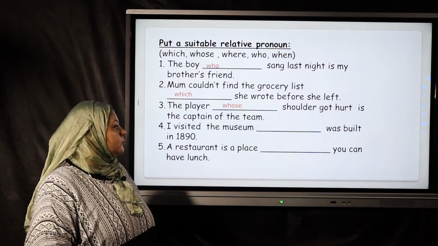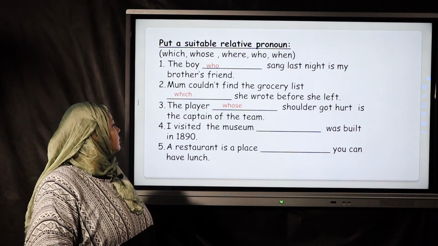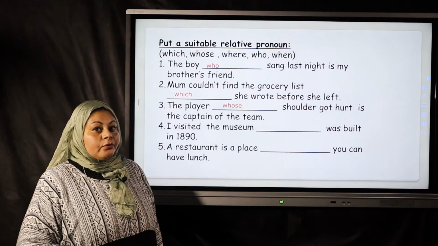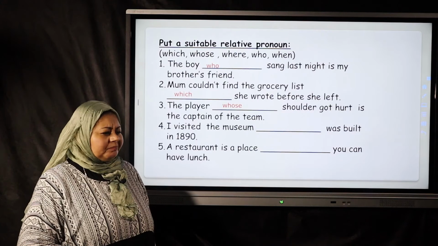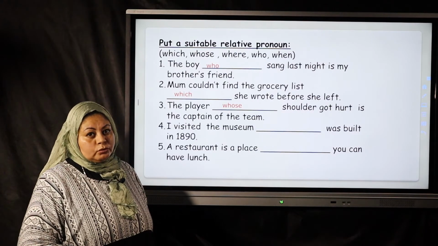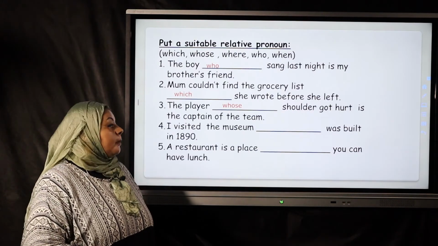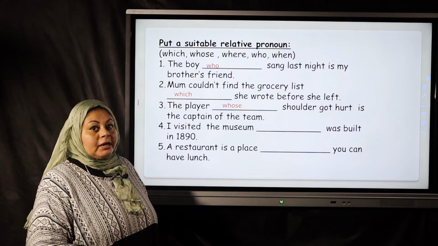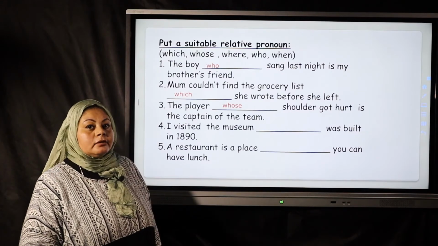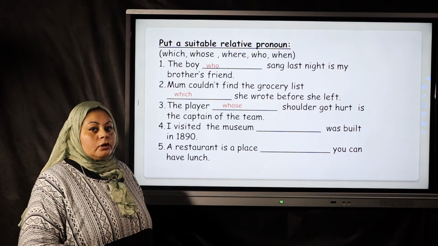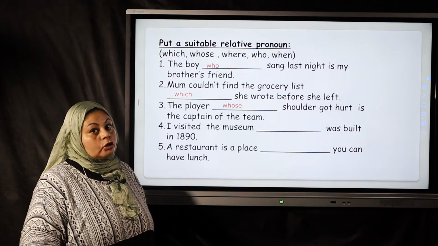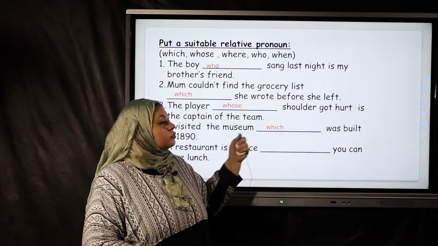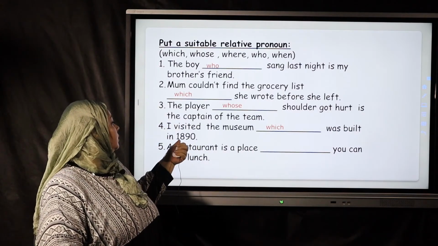I visited the museum, was built in 1890. I know that the museum here is a place and also a thing, okay? But here we are talking about it. I didn't go there, but I'll use museum as something I'm talking about. So I'll use "which" and not "where". I visited the museum which was built in 1890.